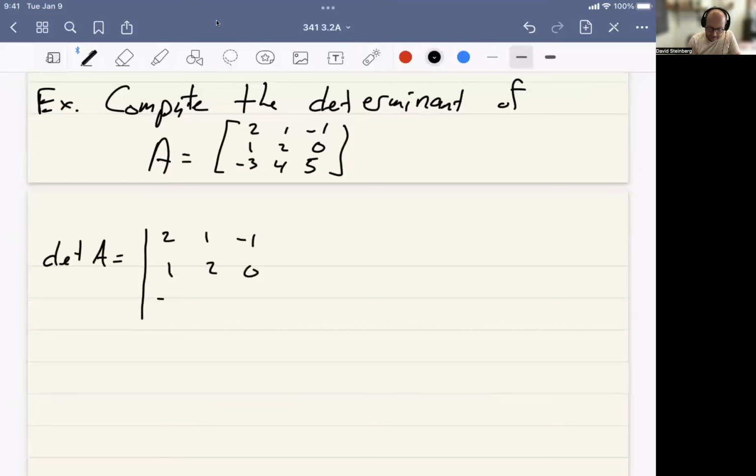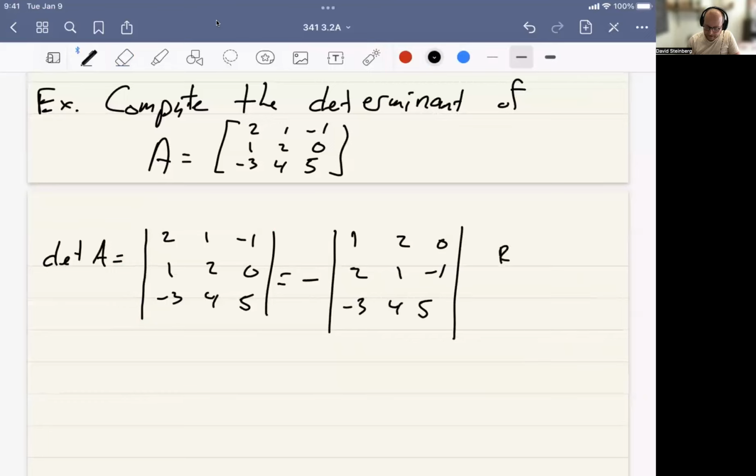1, 2, 0, negative 3, 4, 5. First thing we can do, and we can really say equals here, not equivalent, because we aren't talking about the matrix, we're talking about the number that is the determinant. And so if we swap two rows, we'll swap row one and row 2. So we pick up a negative sign here. Then equals negative, 1, 2, 0, 2, 1, negative 1, negative 3, 4, 5. So here we interchanged row 1 and row 2.